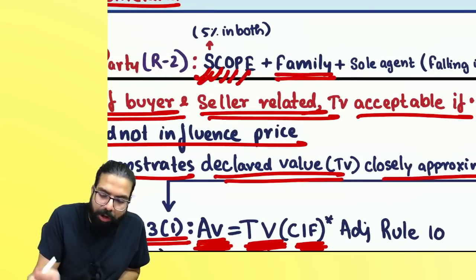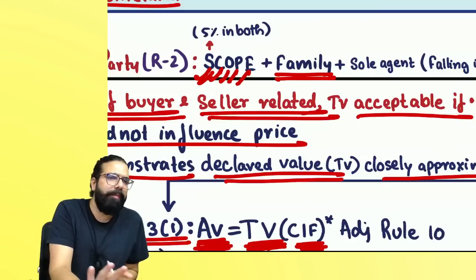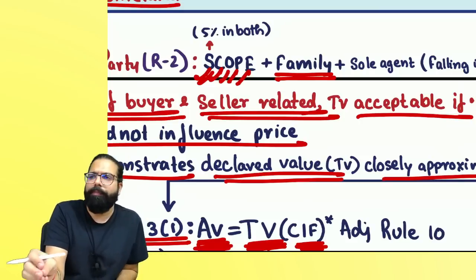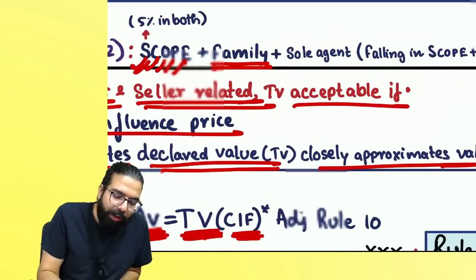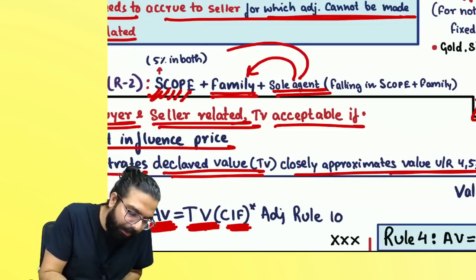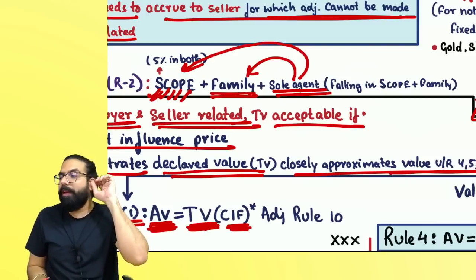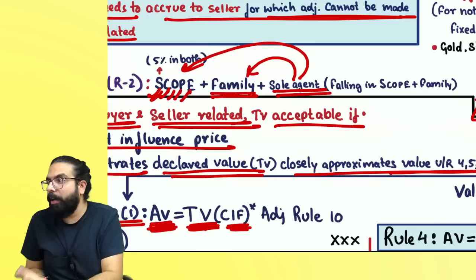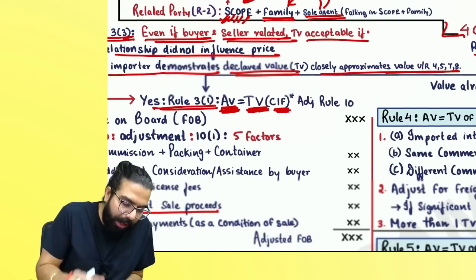Family has not been defined under the Customs Act, but here you can take family as a normal family: father, mother, son, wife, etc. And sole agent over here. A sole agent is not a related person in customs unless he falls anywhere in the scope plus family. Are we clear, everyone? So if there is only a sole agent, he is not a related person unless he falls anywhere in scope plus family. Are we clear, everyone?